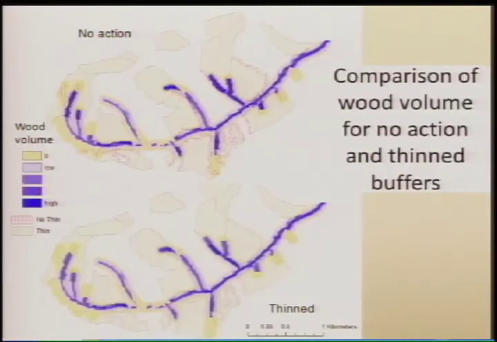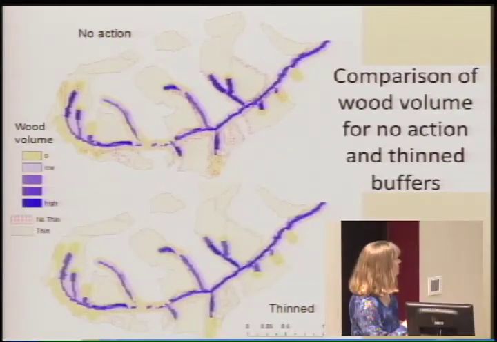But what should be happening here is that basically numbers like this area here, sorry, let me find a good area where this is actually thinned, where you're getting wood volume coming from the no action area, then when you thin it down here, this would actually be a lighter color purple. Same in other areas like this one here, where there's no action, it's darker than the corresponding area down here, where it was actually thinned.